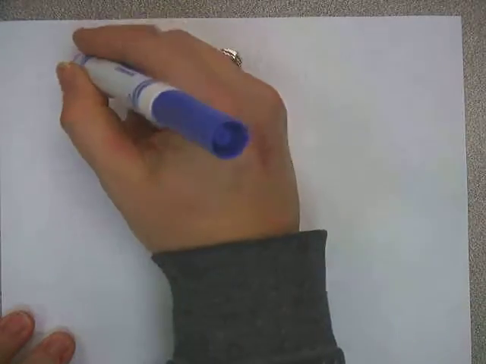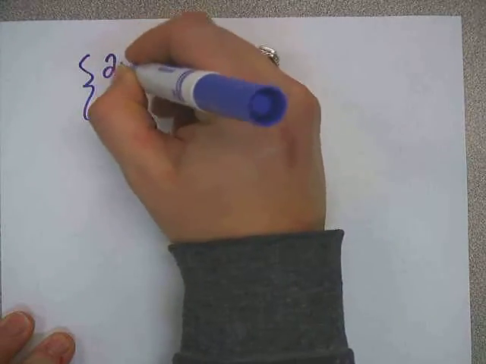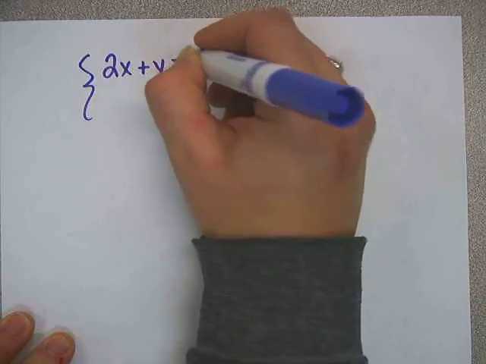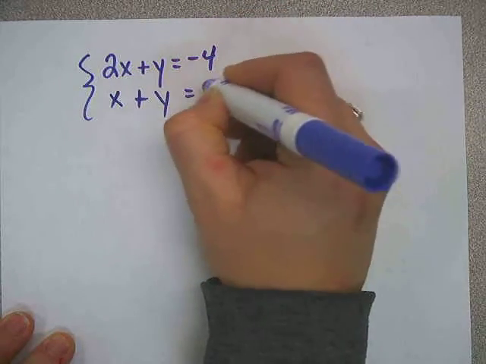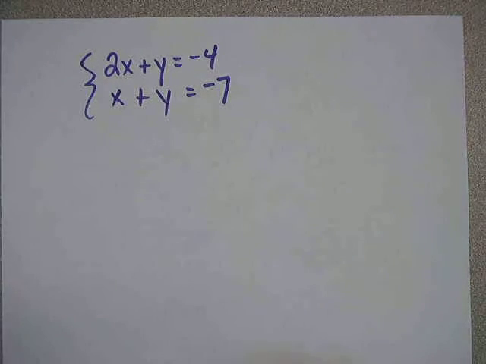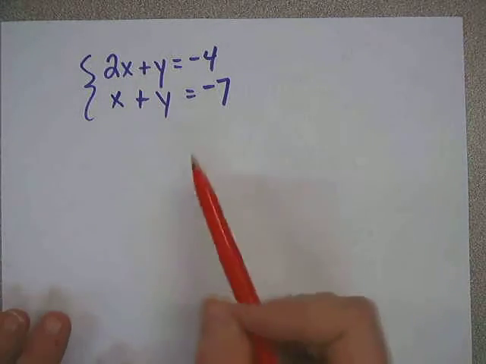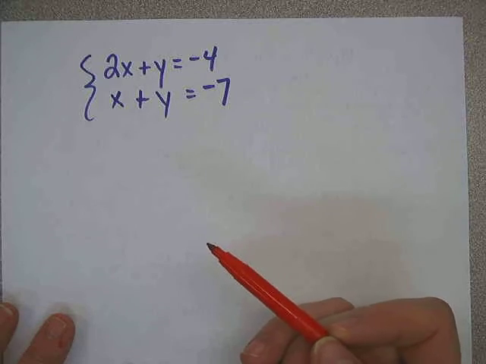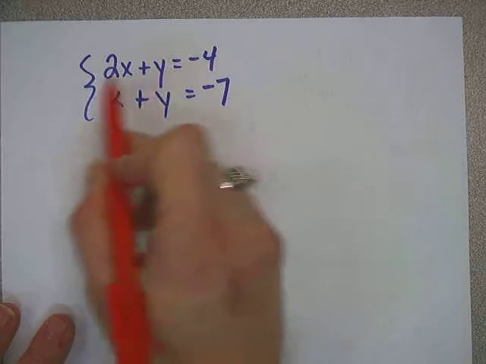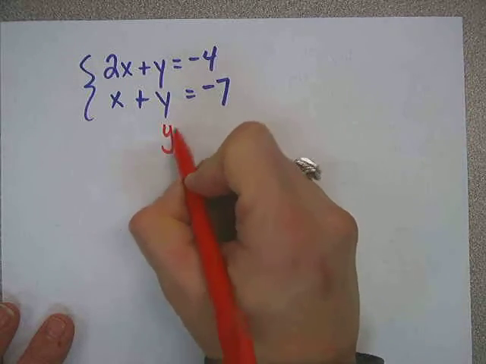Let's take a look at another example. What happens if neither equation is solved for the variable? Like 2x plus y equals negative 4 and x plus y equals negative 7. So to solve by substitution, we first have to solve one of these equations for x or for y. So it's really up to you. I'm going to do the bottom equation and I'm going to solve it for y.